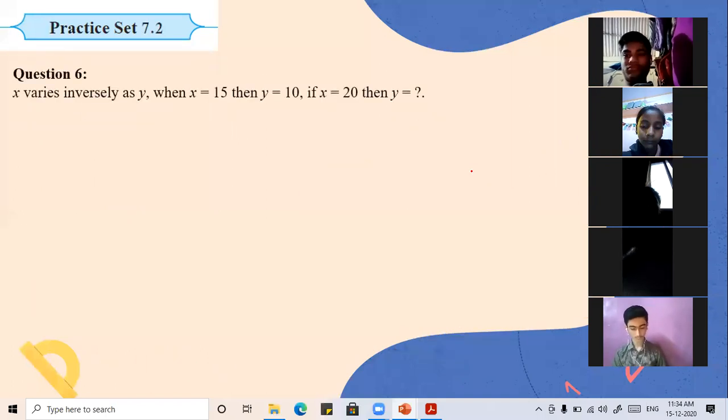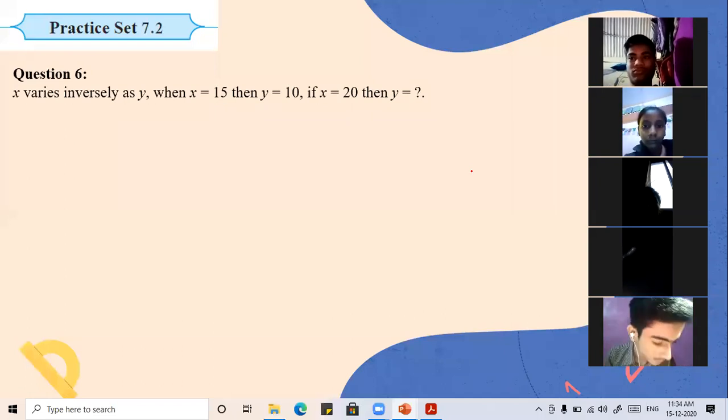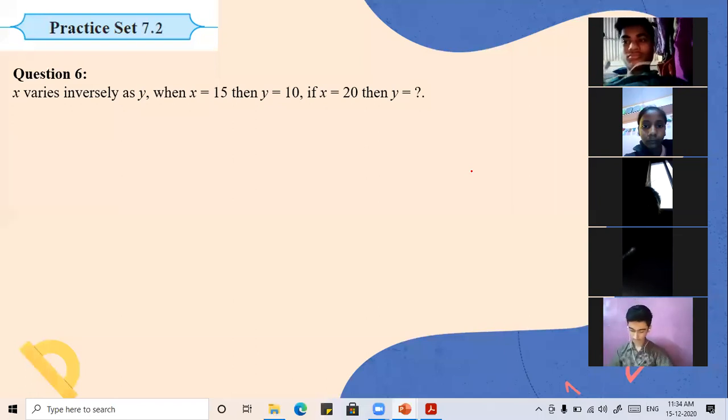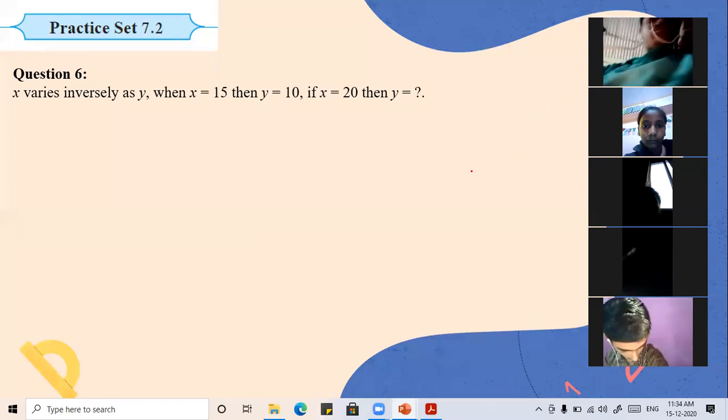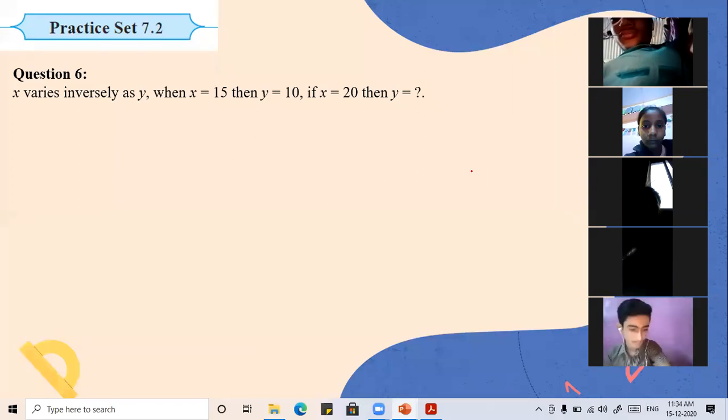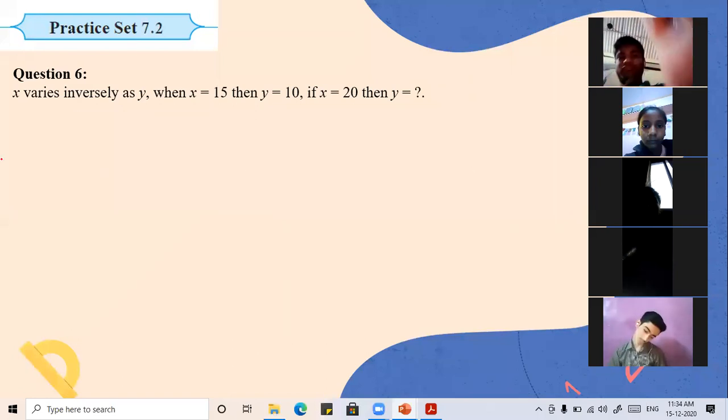And next is the sixth sum of exercise 7.2. The sixth sum is also almost similar to the fifth sum. It is very much similar, but it is easier than the fifth sum. So here it is said, if x varies inversely as y, and when x is 15, y is 10, and if x is 20, then we have to find out the value of y.